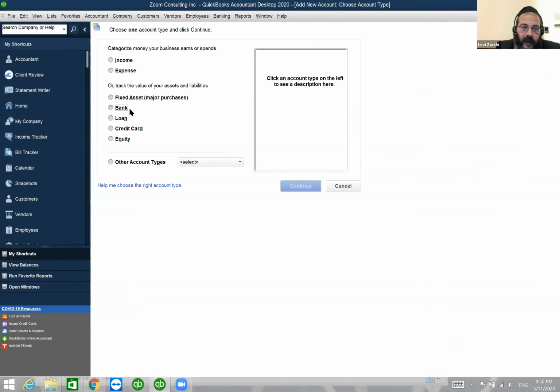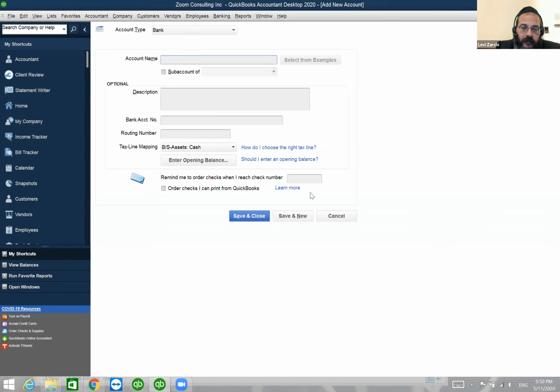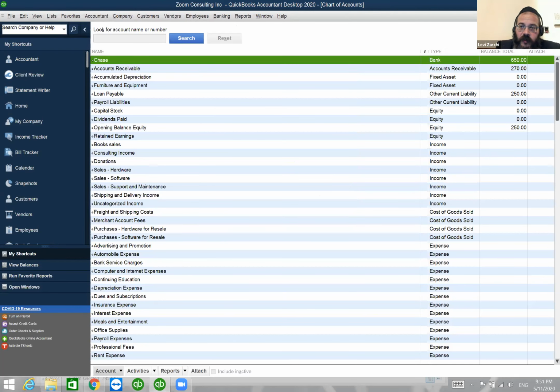You can pick bank, and this is if it's your first bank account. I just press Continue. If I did that a little too fast, you can give the account name. So Control N would only work if you were already in the chart of accounts. Control N is not the account.